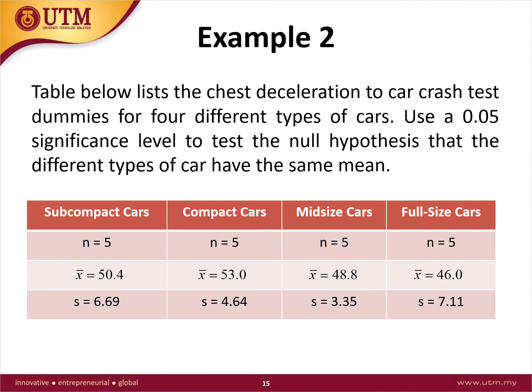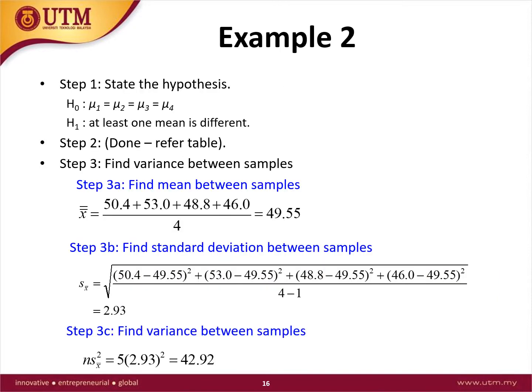Then example 2 is chest deceleration. The list of chest deceleration on the car crash test dummy for four different types of car. Use the 0.05 significance level to test the null hypothesis that the different types of car have the same means. This is an example of the data. They give the means and also the standard deviations. The hypothesis is we assume all groups of car have the same means, so H1 is at least one mean is different.